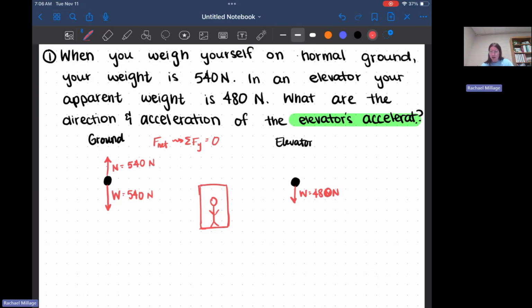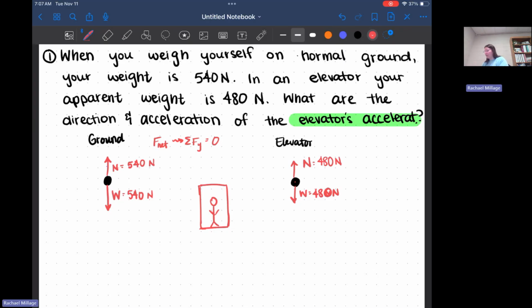Similarly to when you're sitting in a car, right? The car is moving, but if you're using the car itself as your frame of reference, you are not moving. Hopefully you remember us talking about that. So with the elevator as our frame of reference, if this is you, we again would have some normal force that is equal and opposite 480 newtons. Hopefully you remember us talking about apparent weight from the other week.